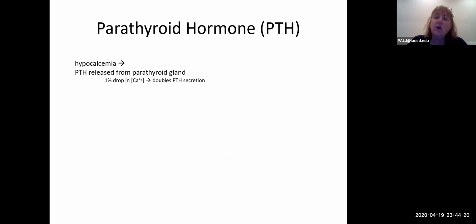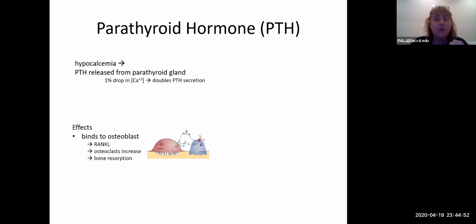All right. So in contrast to calcitonin, which has to do with high calcium levels, your body says, high calcium, oh no, calcitonin. In low calcium levels, the thyroid is not involved. The parathyroid gland is involved, and it releases a hormone called parathyroid hormone. And it's just a tiniest little drop in calcium levels that will double the amount of parathyroid hormone being kicked out. So it's super important.